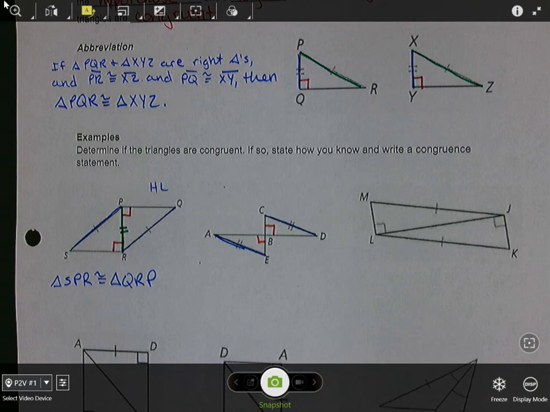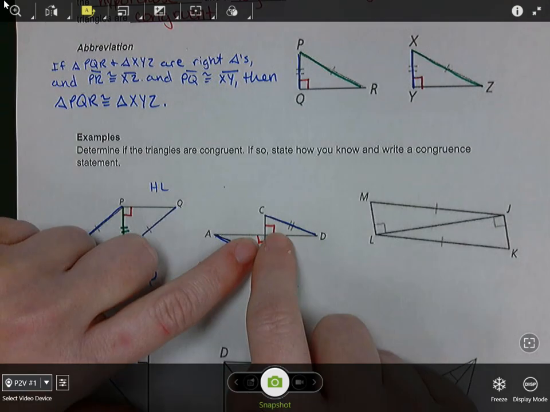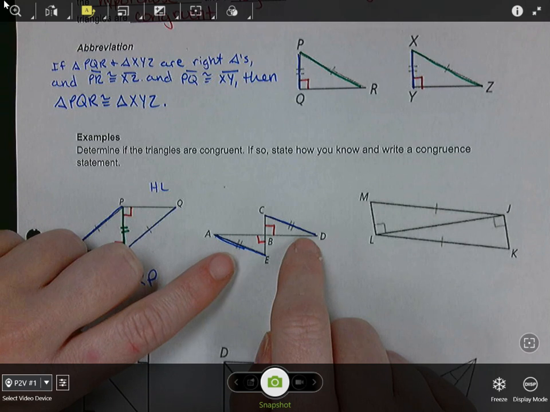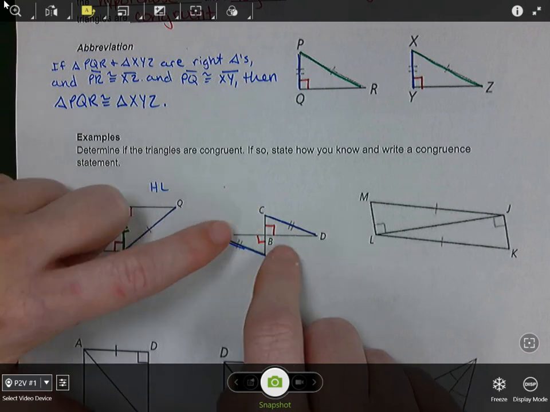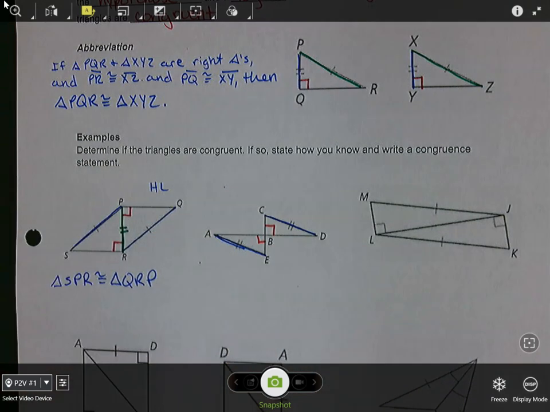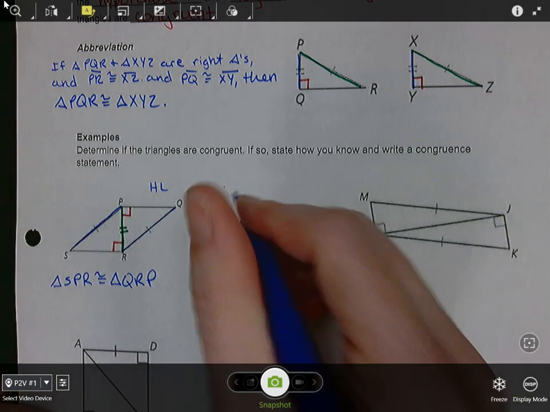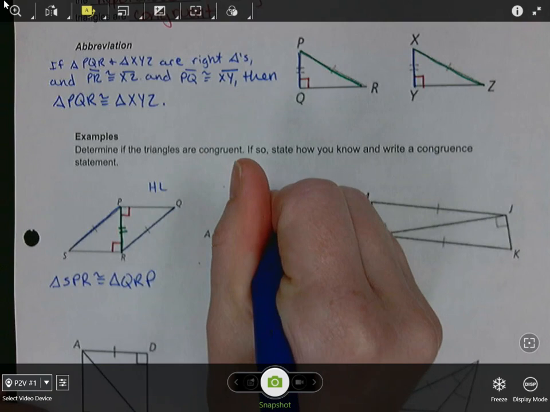Okay, can I use the hypotenuse leg? Okay, so I've got to have two right triangles, and I do. The hypotenuses have to be marked congruent, and they are. And then a pair of legs have to be marked. Do I have a pair of legs marked? Nope. No. So I would not be able to use this. So I would put not enough information.